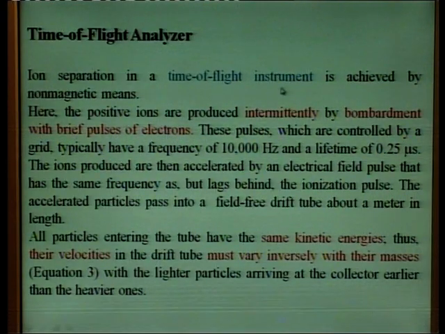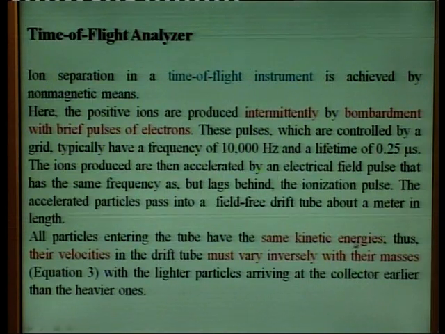Now, this is another type of instrument. Here the positive ions are produced intermittently, that means they are not produced continuously, but intermittently by the bombardment of brief pulses of electrons. So, these pulses are controlled by a frequency of 10,000 hertz and a lifetime of 0.25 microseconds. The ions produced are then accelerated by an electric field pulse, which has the same frequency as but lags behind the ionization pulse. The accelerated particles pass through a field-free drift tube about a meter in length, and all particles entering the tube have the same kinetic energy.